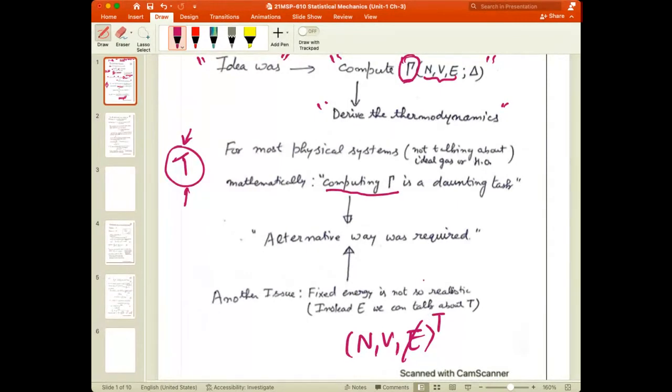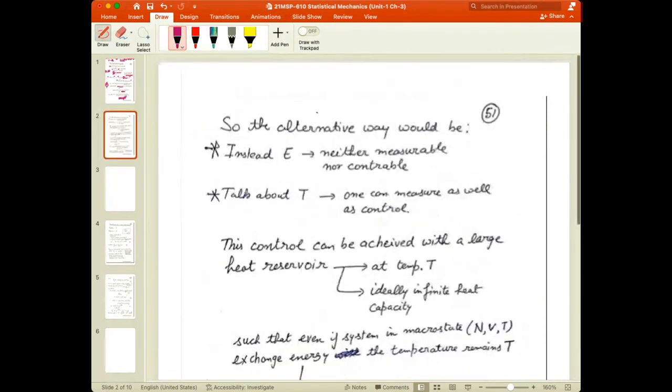So this is going to be a switch. This is the alternative way. I hope you can appreciate why we're switching from the energy to the temperature regime, just to get into a more realistic situation. Okay, so as I said, instead of energy, we'll talk in terms of temperature. Now, how can we have control with temperature?